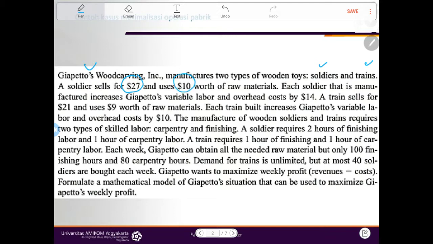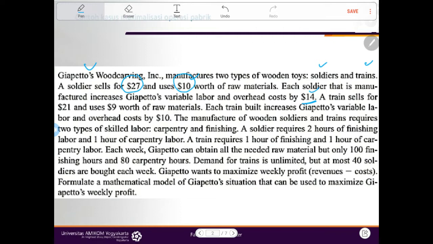Okay, and each soldier will have a variable cost of $14. This is the raw material. This is the cost of labor.